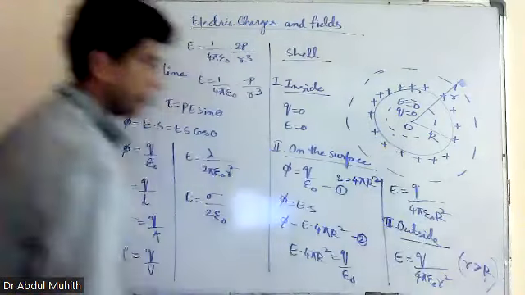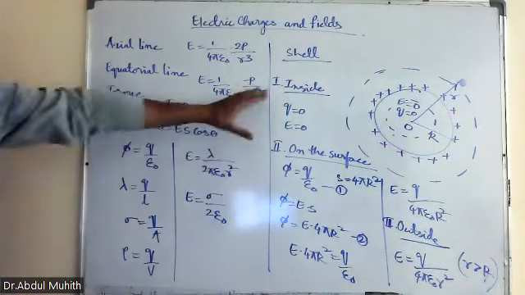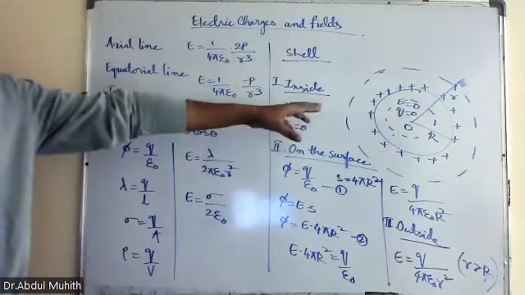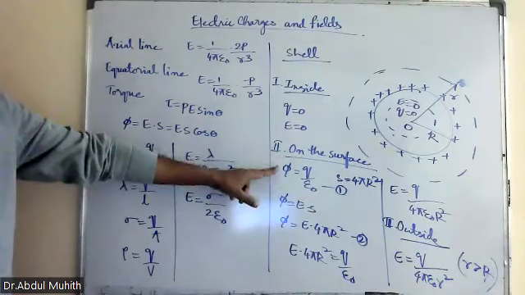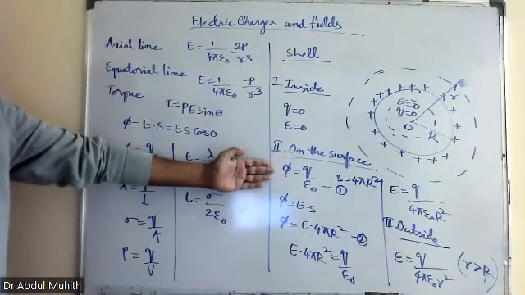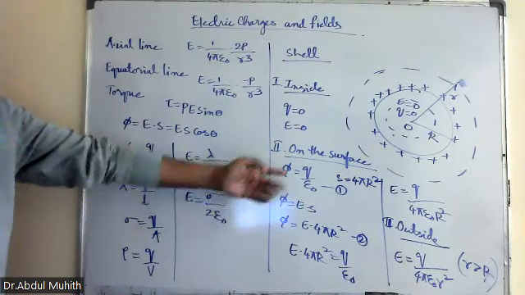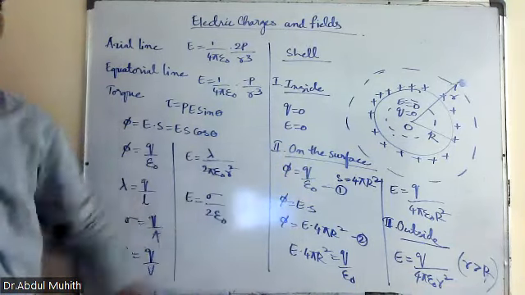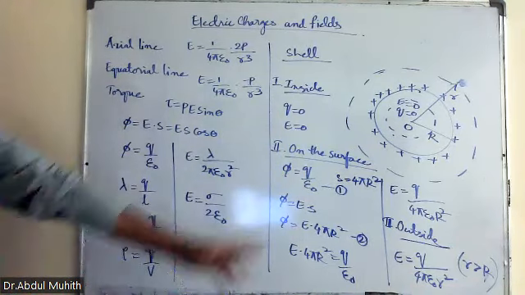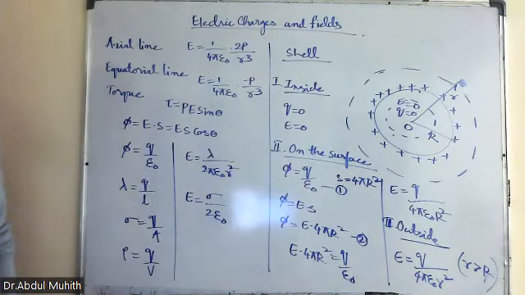Is it clear to all of you? Once again, there is a shell and there are three cases: inside, on the surface, and outside. Inside, Q is equal to 0, so the electric field is equal to 0. On the surface, phi is equal to Q by epsilon 0 and phi is equal to E dot S. The surface area is 4 pi r square. Equate both of them and you will get E is equal to Q by 4 pi epsilon 0 r square. Outside the shell, small r is greater than capital R.